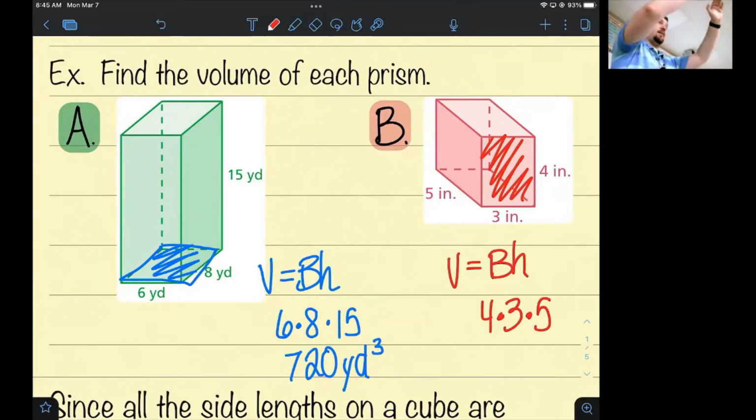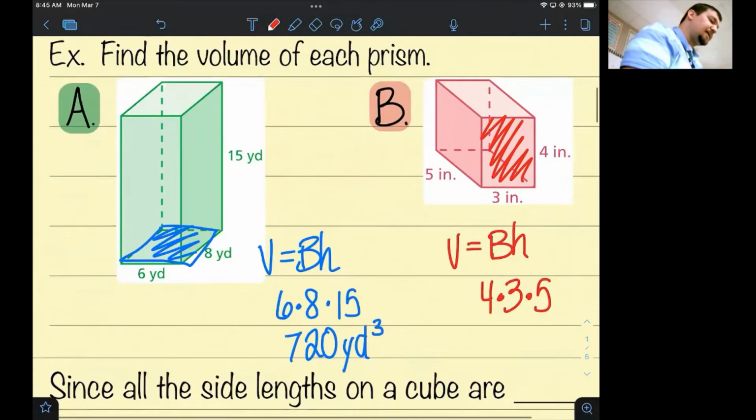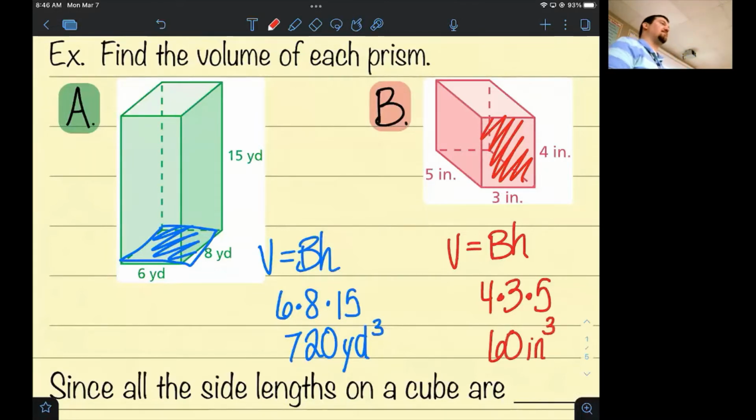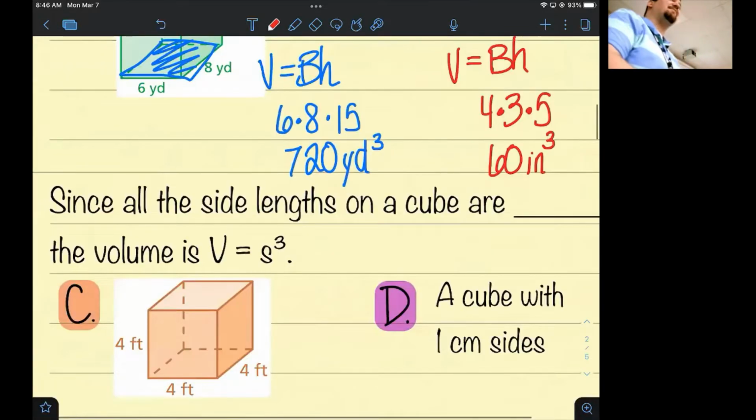When you look at a movie theater screen, you already have height. So you're paying for that depth. What is 4 times 3 times 5, Natalie? 60 what? 60 inches cubed. There we go. Finding volume, pretty easy to do, especially if I give you one of these shapes.